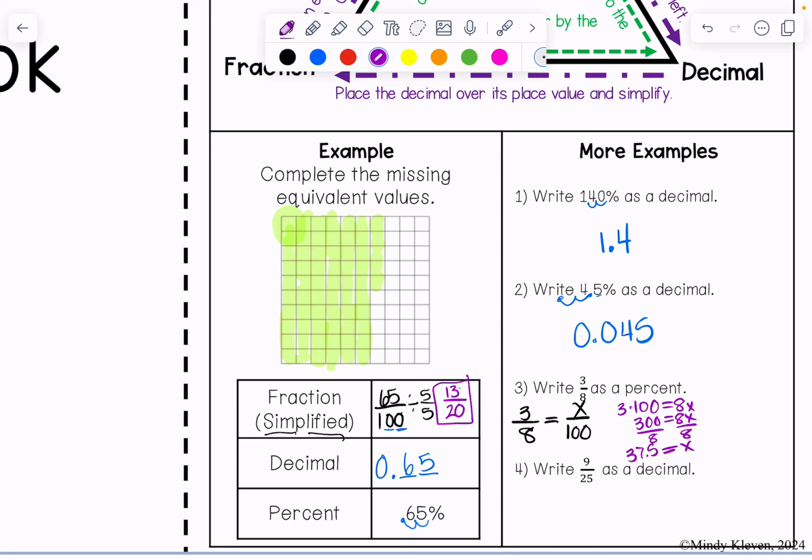Now, because I want it as a percent, I have one extra step. Anytime we're talking about a percent, we need to make sure our percent sign is on our answer. So 37.5, and then we draw that percent sign.